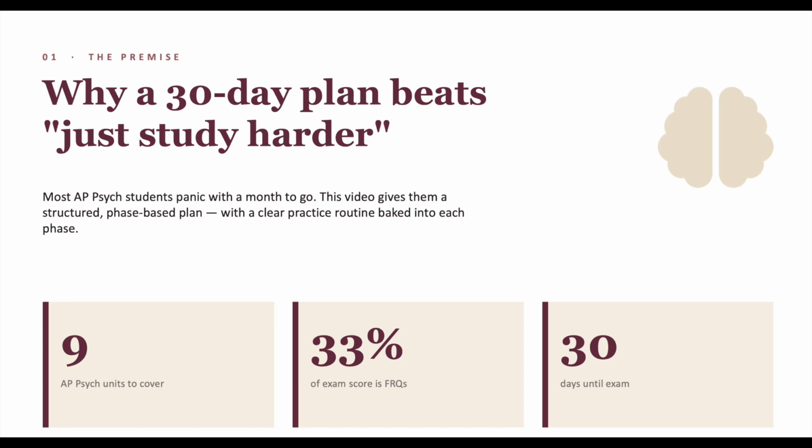I'm going to use the example of AP Psychology and walk you through a step by step method that will tell you how you can crack the APs if you have as little as 30 days with you. Let's get started. AP Psych has 9 units in it, out of which 33%, which is almost one third of the paper, is FRQs, which are small, short answer type questions, and you have 30 days to crack the exam.